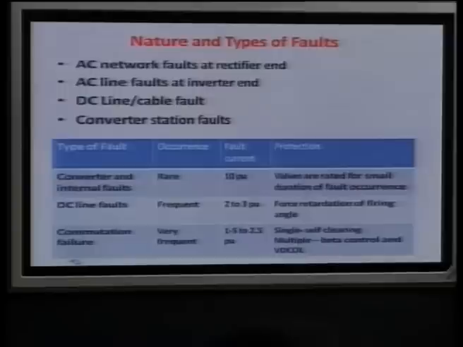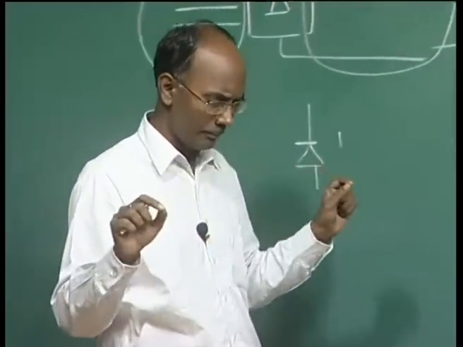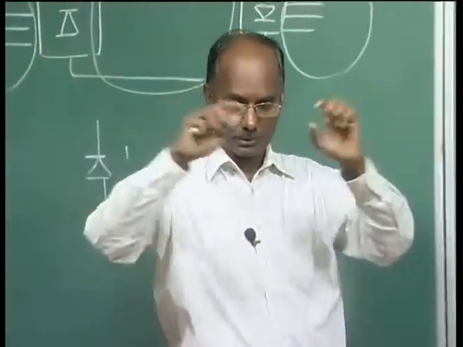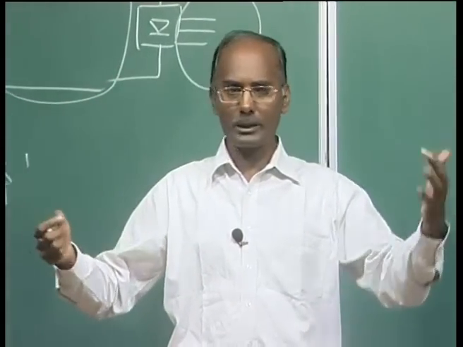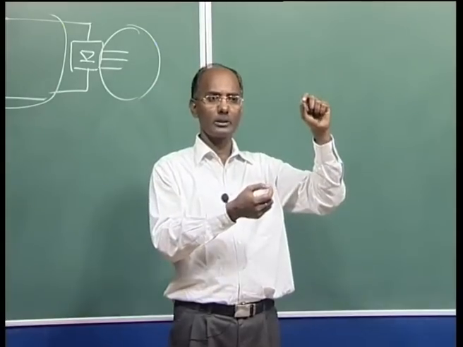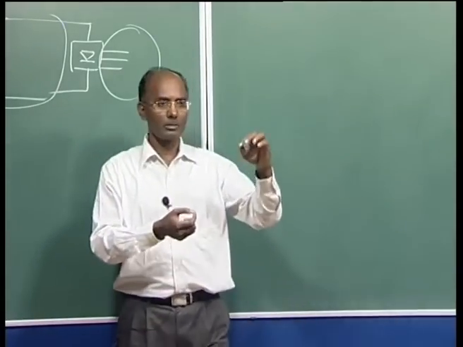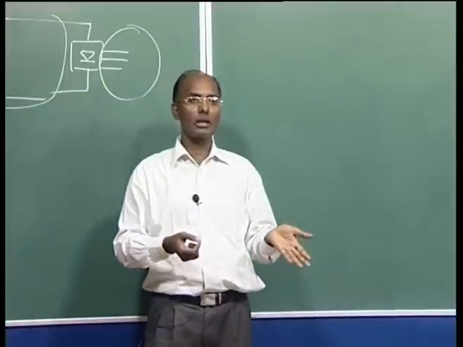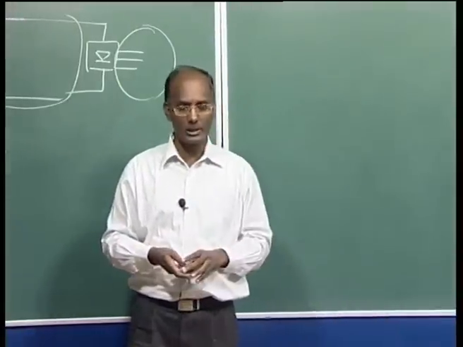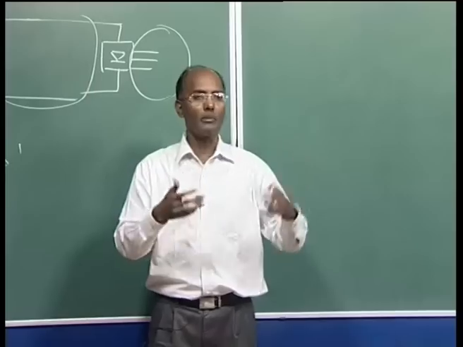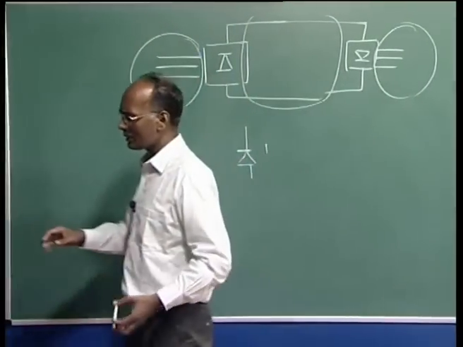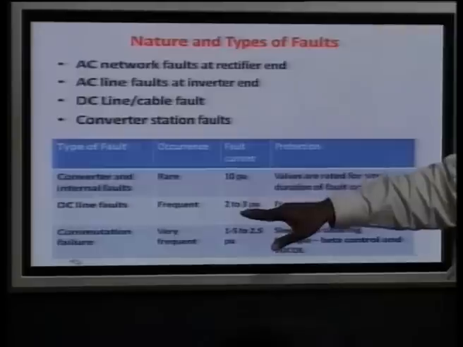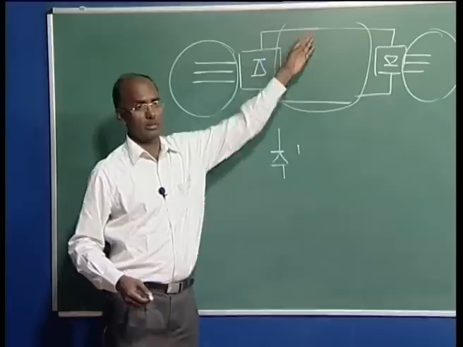DC line fault, which is the frequent one. Why? Because a transmission line is on the towers and it is exposed to the atmosphere. So, there is always some dust on the insulator, there may be some fogging or wetness, and there may be flashover even if the voltage rises slightly. So, it is very common and maybe self clearing as well, and the current can be 2 to 3 times more if a fault occurs here.